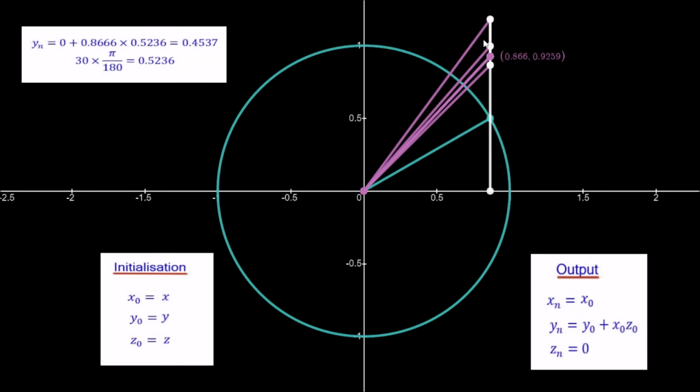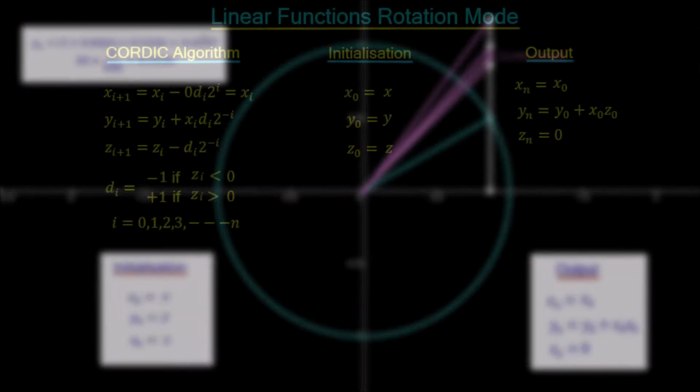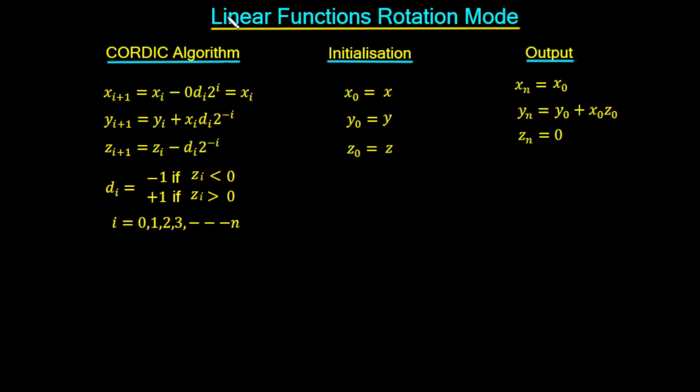Now once we've worked through the CORDIC algorithm, we'll find that the value for our yn, which is up here, is 0.4537. So the final height here will be a value of 0.4537. You can see here at this instance, the final position that I've picked is actually the y point is 0.9259. So when we work through our algorithm properly, we will get this value here. So this is our linear CORDIC algorithm in rotation mode.